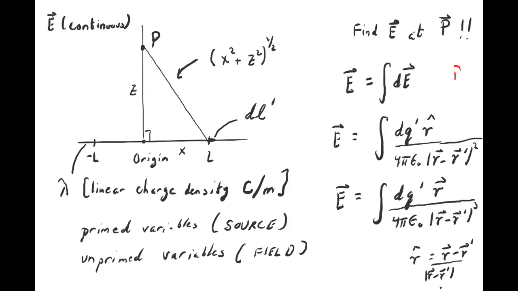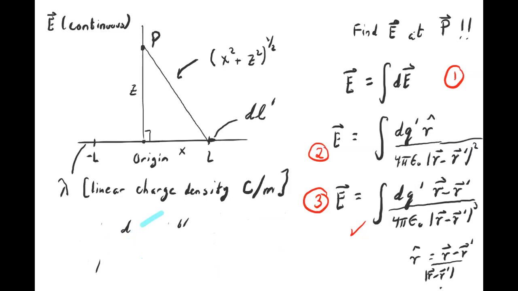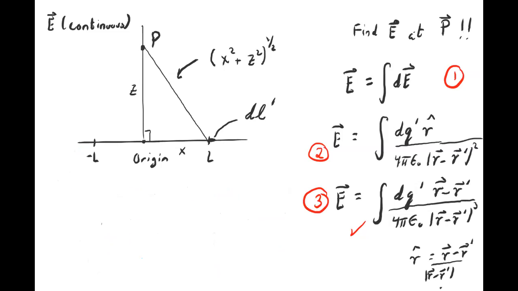So I've written my expression for the electric field in 3 different ways. I really want to use form number 3. Let me correct this. Form number 3 is r minus r prime upstairs in the numerator. I know this line has a linear charge density lambda, so I don't need that anymore. I need to know what is r minus r prime. That's the key question we have to keep asking.